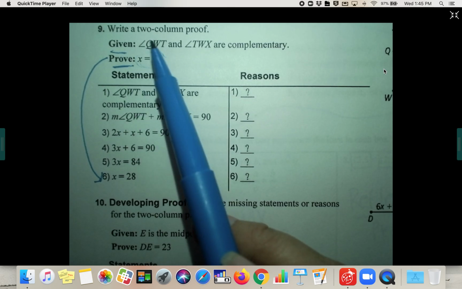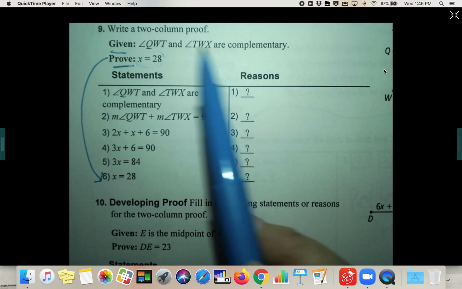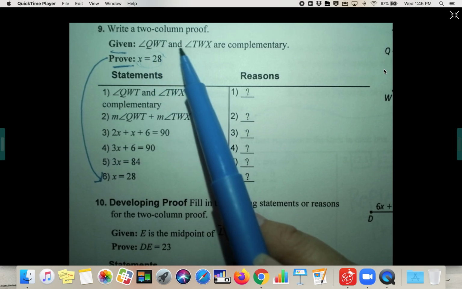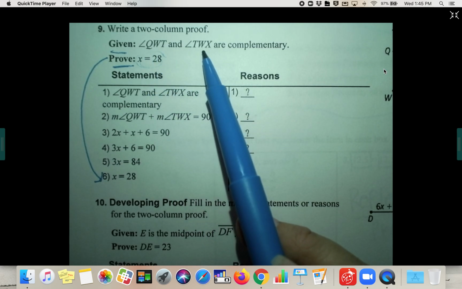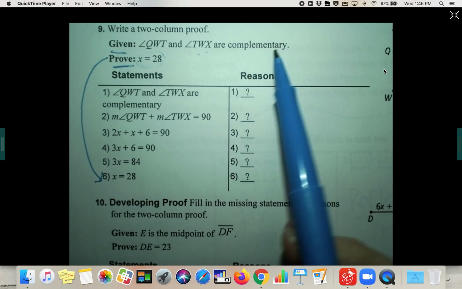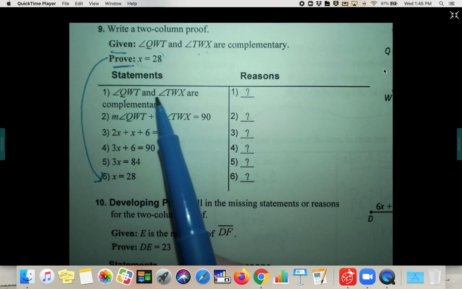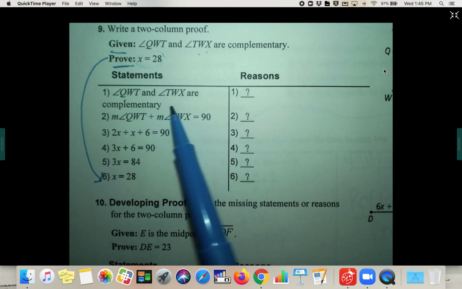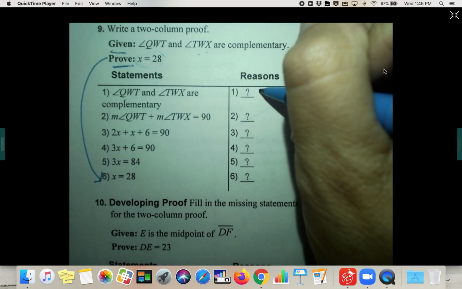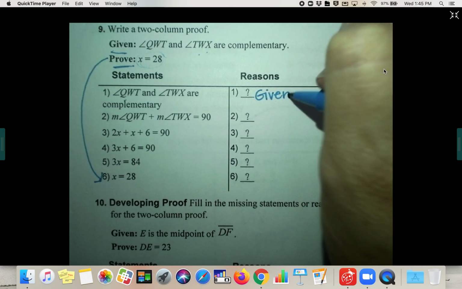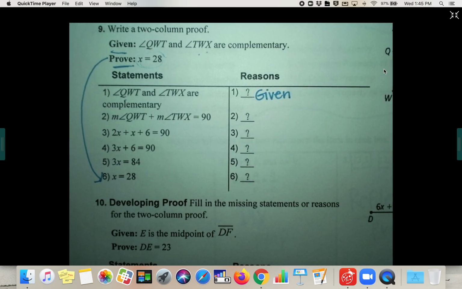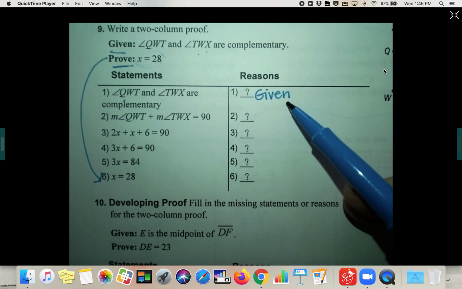To begin with, you have to write what's given. So what is given is angle QWT and angle TWX are complementary. So what did they write on number 1? Angle QWT and angle TWX are complementary. That reason is because it was given to us. They always state the given first, and the reason is just because it was given.